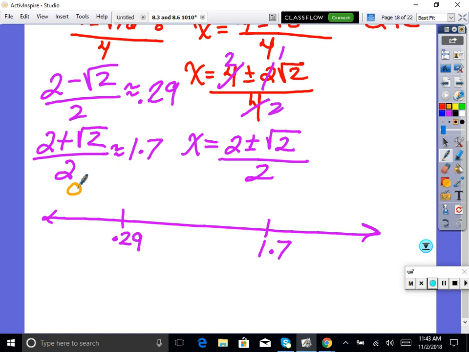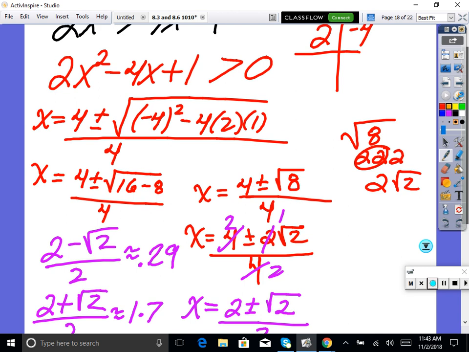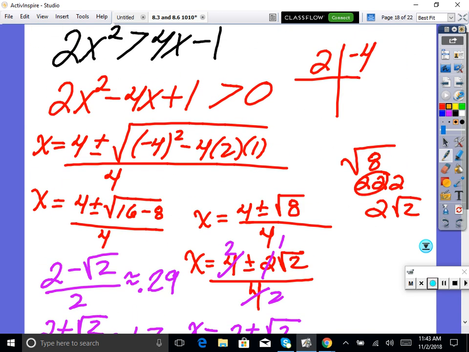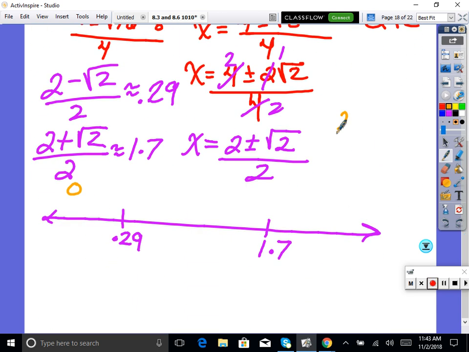Okay, let's go back to the original. 2x squared minus 4x plus 1. Is that greater than 0? Let's plug in 0. Plugging in 0, we get 1 is greater than 0, true? So this will be yes. So we obviously know it's going to be no, then yes, right?